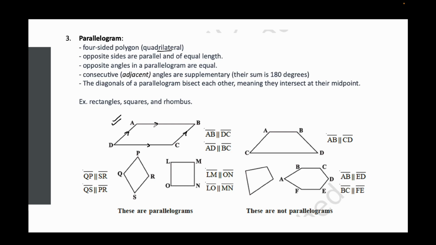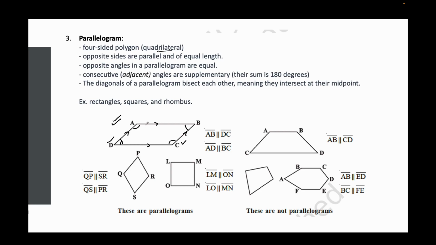So if any two opposite sides are equal, then the opposite angles are also equal. So angle D is equal to angle B and angle A is equal to angle C. Opposite sides are parallel and of equal length. Opposite angles in a parallelogram are equal, and consecutive adjacent angles are supplementary. Their sum is 180 degrees. So angle D plus angle C should be equal to 180 degrees because those are adjacent angles, same as angle A and angle D.